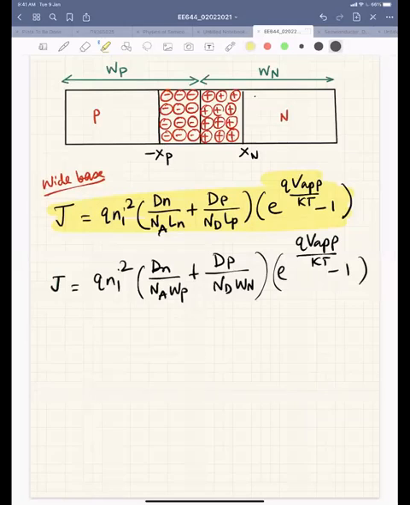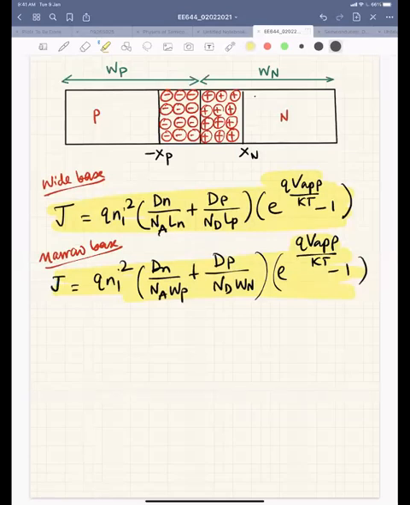And for a narrow base diode, narrow base is when Wp and Wn are less than Lp and Ln. In that case, your Ln and Lp will be replaced by Wp and Wn. So the current will depend exponentially on the applied voltage, and it will also depend on Wp and Wn. In the narrow base case, by varying Wp and Wn, you could also vary the current. All right, so this is the overall equation.